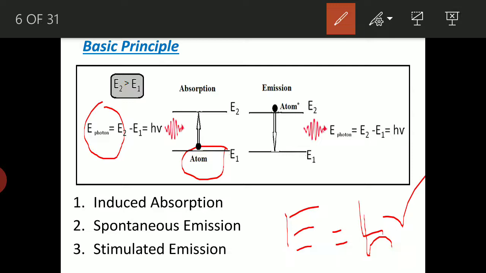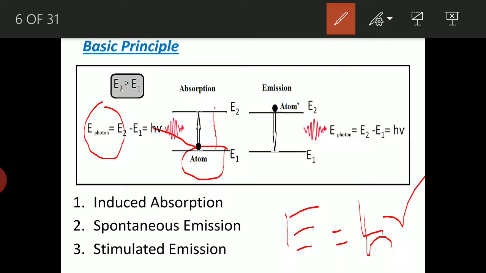When the atom absorbs that suitable energy, when the photon is incident on the atom, the atom gains the energy and goes to the higher energy state. This process we are going to call absorption. So likewise it goes to the higher energy state. Now the atom goes to the higher energy state E2.